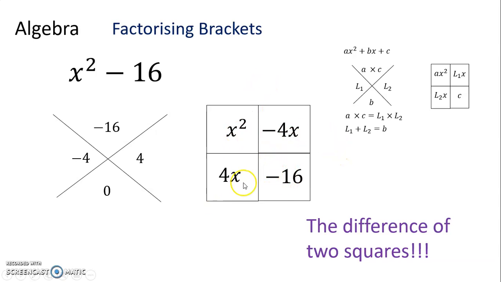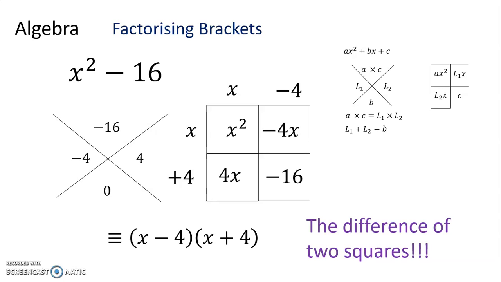Common factors here then are x and x again. And then the common factor here is negative 4. The common factor here is positive 4. And so this will factorise to be x subtract 4 multiplied by x add 4.